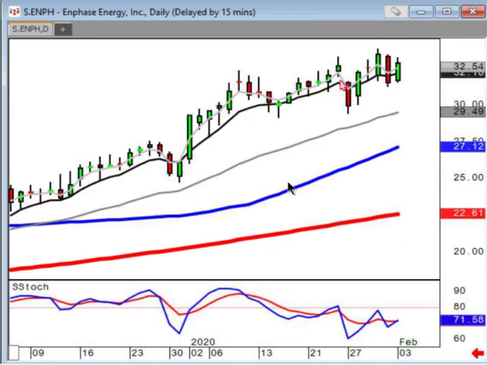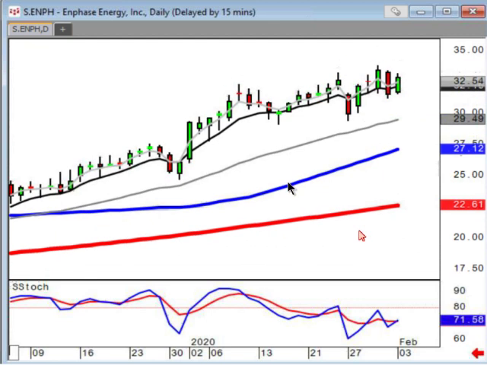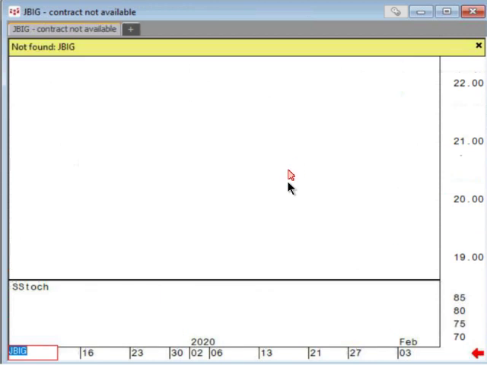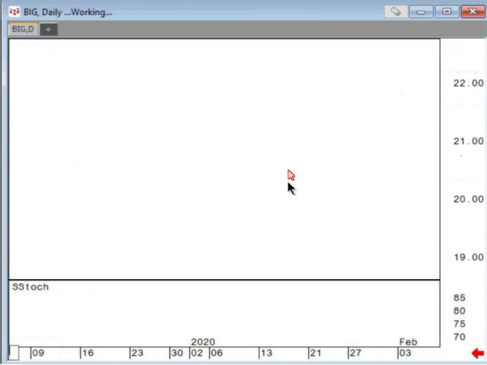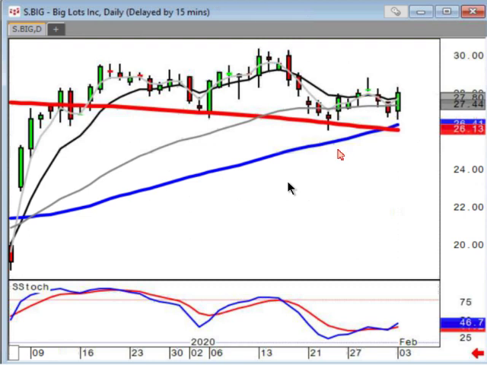ENPH, if you closed it out here or here, you can see that it's still staying up above the T line. If you stayed with it, you continue to stay with it. That would have been a hard one to stay with, though. Well, I'm the type that doesn't like to make the same mistake seven times. Nothing on this one. Big Lots, just no real great direction right now.